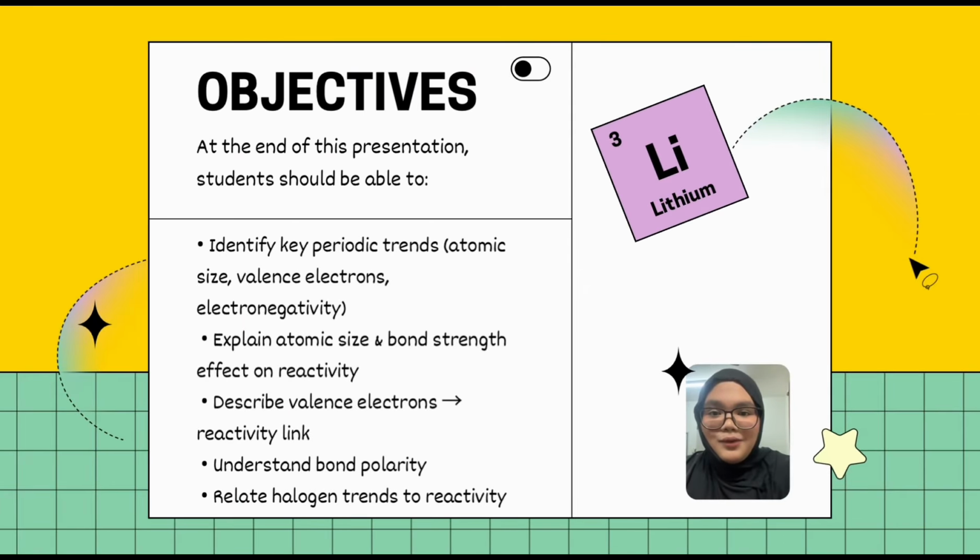By the end of this presentation, students will be able to identify key periodic trends including atomic size, valence electrons, and electronegativity. We will explain how atomic size and bond strength influence the reactivity of elements. We will also describe the relationship between valence electrons and reactivity, understand bond polarity based on electronegativity differences, and relate halogen trends to their reactivity as inorganic elements.